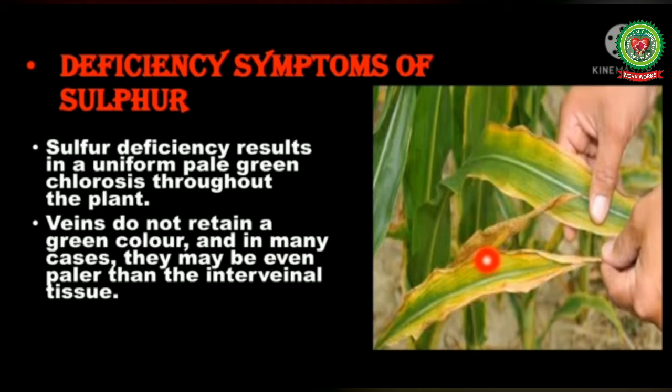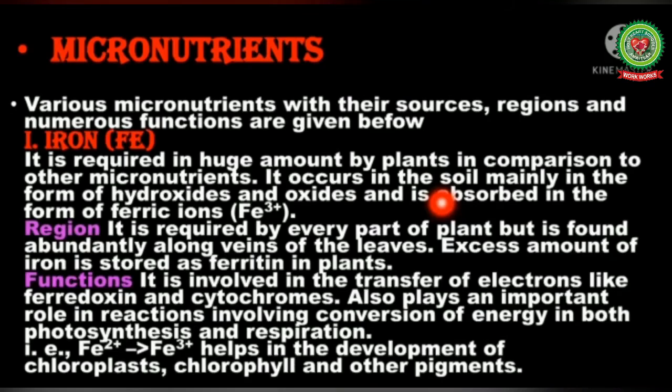Now, the next category is micronutrients. Micronutrients are the nutrients which are required in very small quantity. Iron. It is required in huge amount by plants in comparison to other micronutrients. It occurs in the soil mainly in the form of hydroxides and oxides and is absorbed in the form of ferric ions. It is required by every part of the plant but is found abundantly along veins of the leaves.